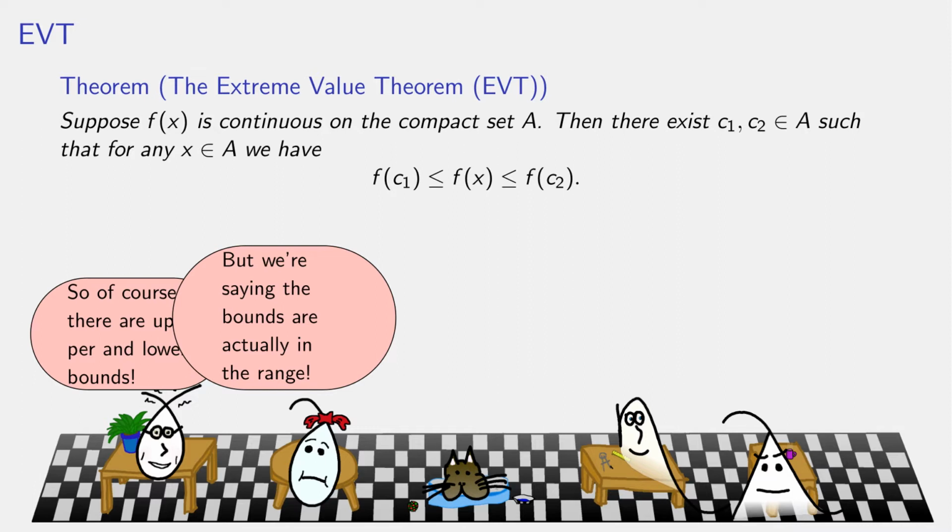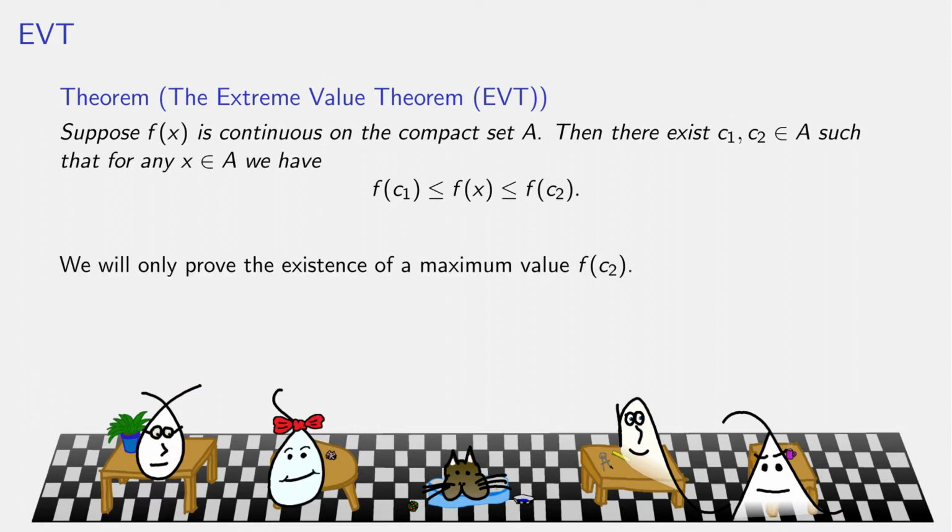And there's an f of c1 that acts as a lower bound, not just some arbitrary real number. In other words, we can find a maximum and a minimum, not just an upper and lower bound. Every point in the range is less than or equal to f of c2, and f of c2 is also in the range. So it's not just an upper bound, but it's in the range and is therefore the maximum value of the range. And similarly, f of c1 is the minimum.